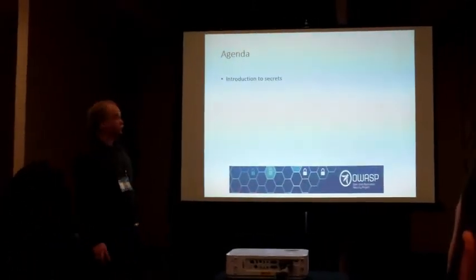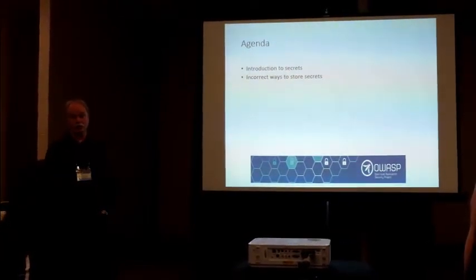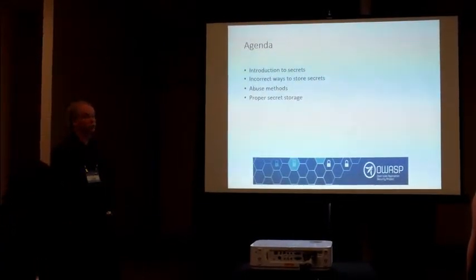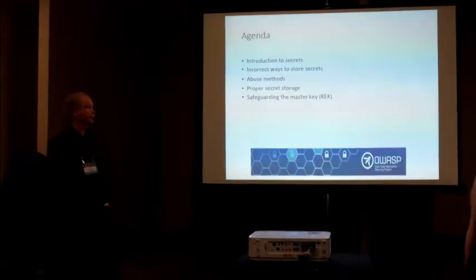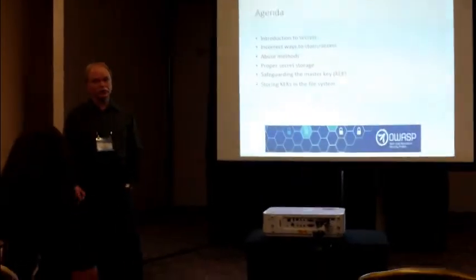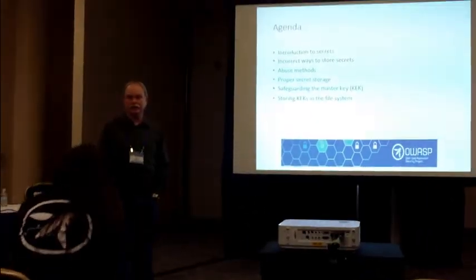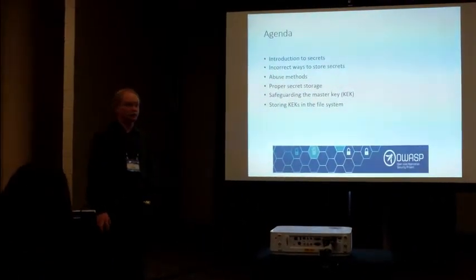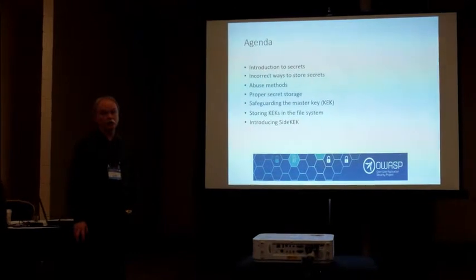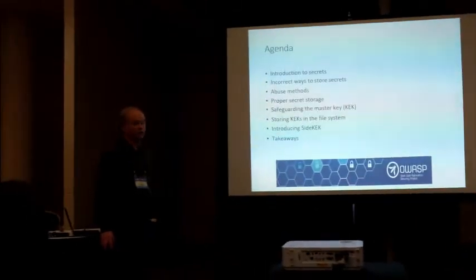And here's our agenda. We'll talk about secrets, just a brief introduction. We'll talk about some of the incorrect ways that you've probably all seen people try to store secrets, and then ways those can be abused. We'll talk about the proper ways of storing them, safeguarding your master key, and we'll talk about what that is in a moment. And actually a way of storing that in the file system that is still pretty resistant to most of the classic vulnerabilities that you see that allow people to exfiltrate files from your application. And then finally, we'll talk about an open source project that will help you with that. And then some key takeaways.